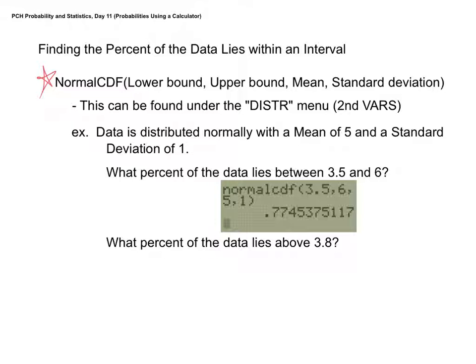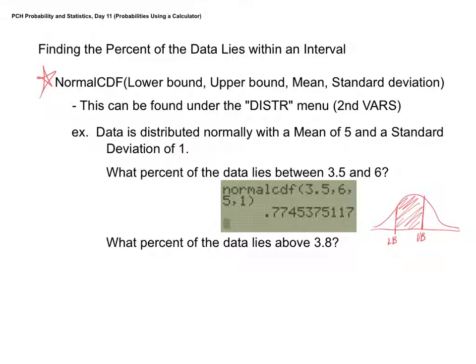Now, the lower boundary is going to be the furthest point to the left that you want, the lowest number in your range. The upper boundary is the highest value in your range. So if we're trying to find the area from here to here, this number is our lower boundary, and this is our upper boundary. The mean will be given to you, and the standard deviation would be given to you. That's nice. Like in the example we were just looking at with the bell curve, we had a mean of 30 and a standard deviation of 2.